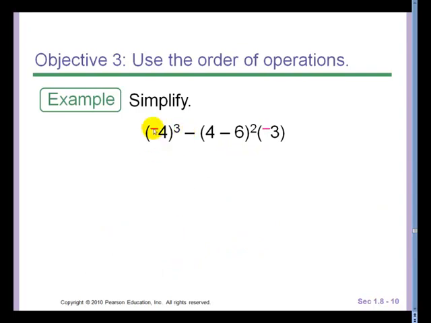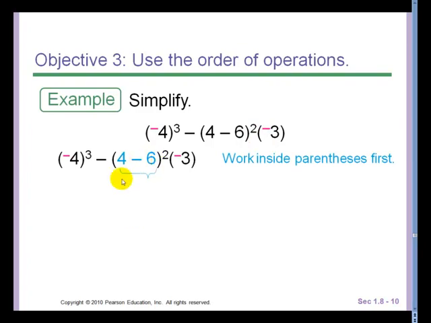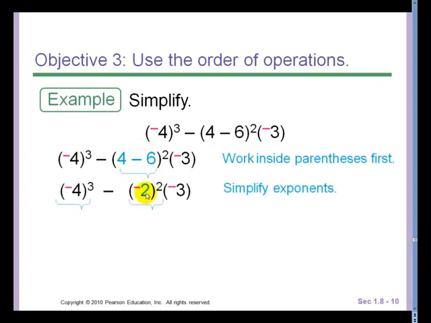Another example, parenthesis negative 4 parenthesis cubed minus parenthesis 4 minus 6 parenthesis squared parenthesis negative 3 parenthesis. So we have an exponent, a subtraction, a parenthesis with a subtraction, an exponent, and then this is multiplied by negative 3. Again, if there's no operation symbol written, it means multiplication. We will work inside parentheses first. 4 minus 6 is negative 2.